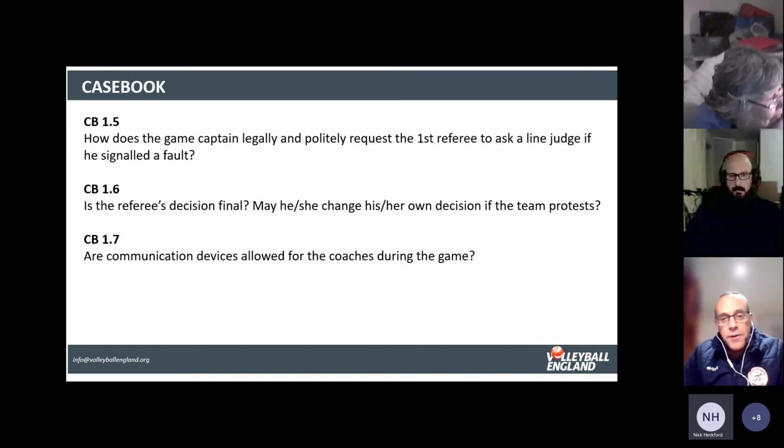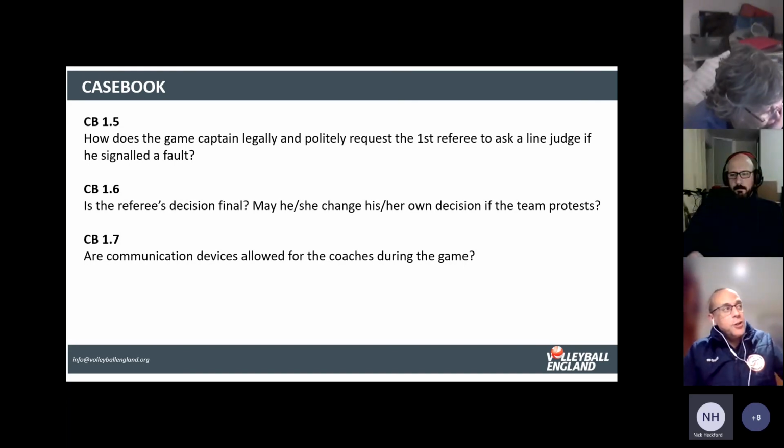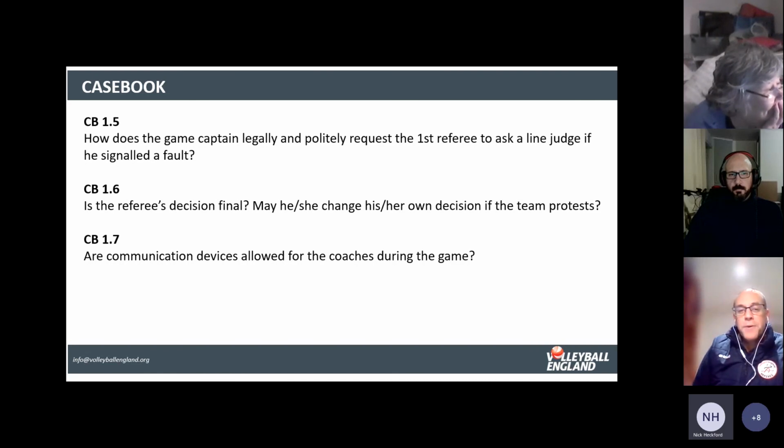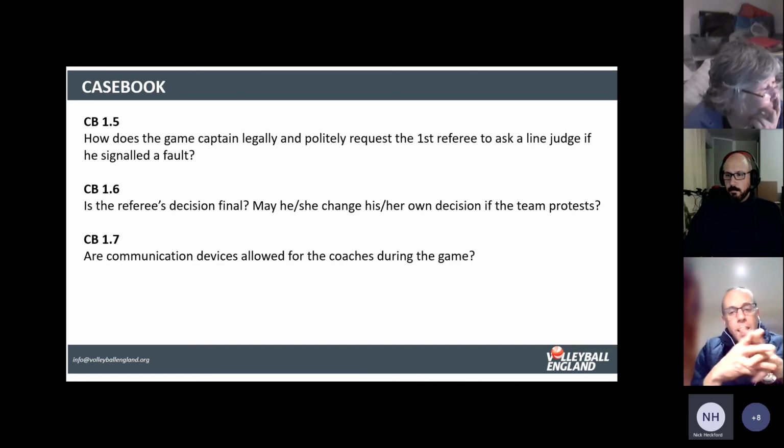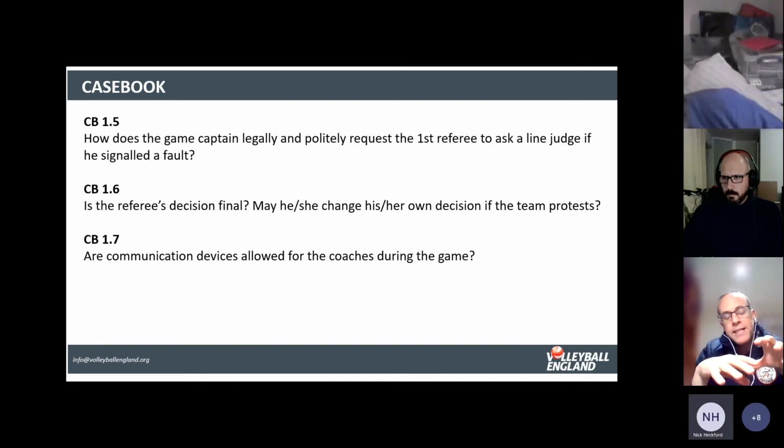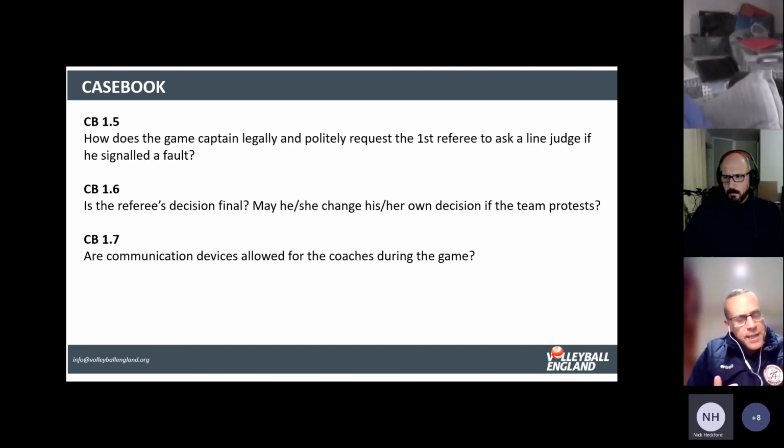So all you need to do as first referee is say, yes, hang on a minute, and just look at the line judge and say, repeat your signal, please. Then the line judge repeats their signal, and you go, there we go, that's the information that we required. Then let's move on with the game. That's all you're doing. You're just asking if there is some uncertainty, for example, on a block next to antenna situation, then you may need to ask the line judge to come round and explain, did you actually mean touch or did you mean out? Just check.